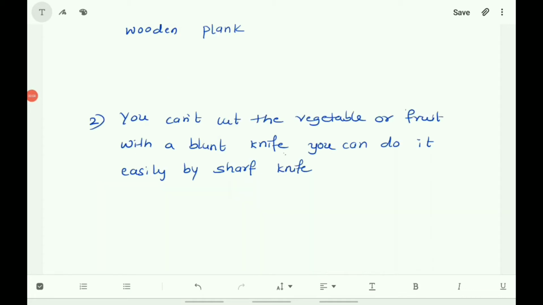Try to cut vegetables or fruits with a blunt knife. Is it possible to cut? You can't cut the vegetable or fruit with a blunt knife. You can do it easily with a sharp knife.